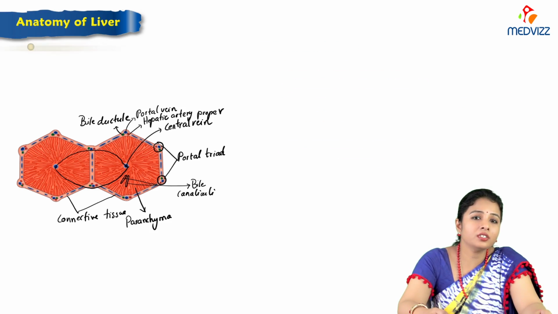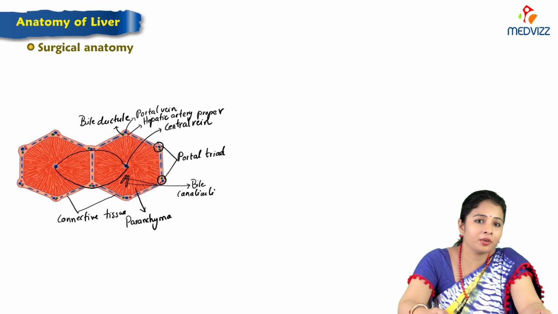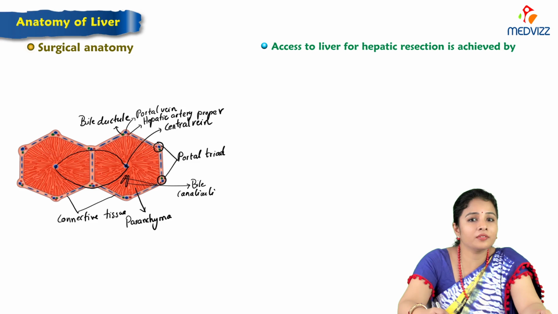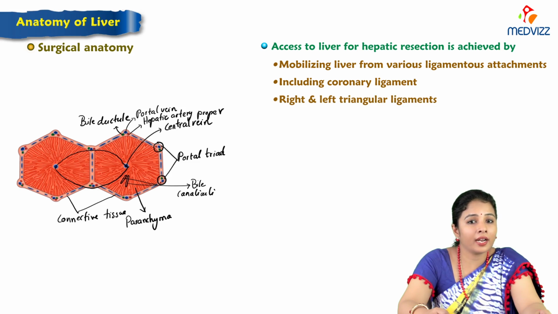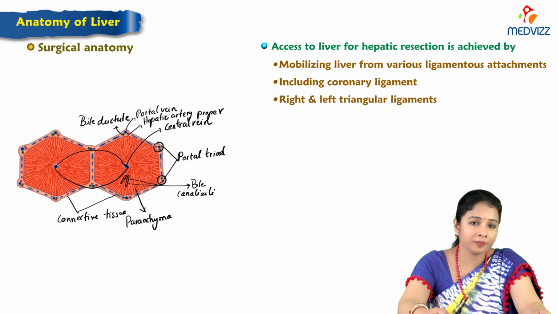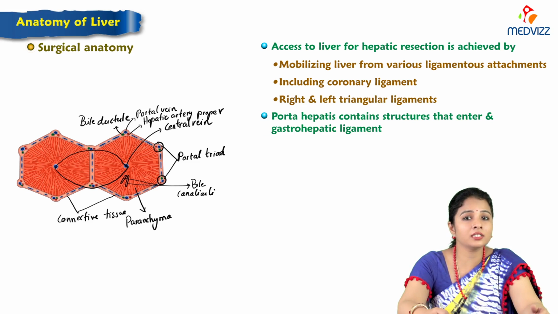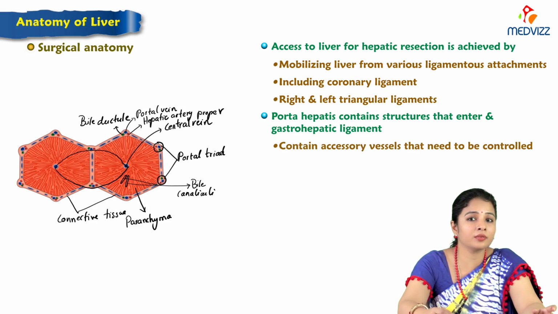So moving on to the surgical anatomy after embryology. Access to the liver for hepatic resection is achieved by mobilizing the liver from its various ligamentous attachments, including the coronary ligament and the right and left triangular ligaments. The porta hepatis contains the structures that enter and leave the liver. The gastrohepatic ligament may contain accessory vessels that need to be controlled.